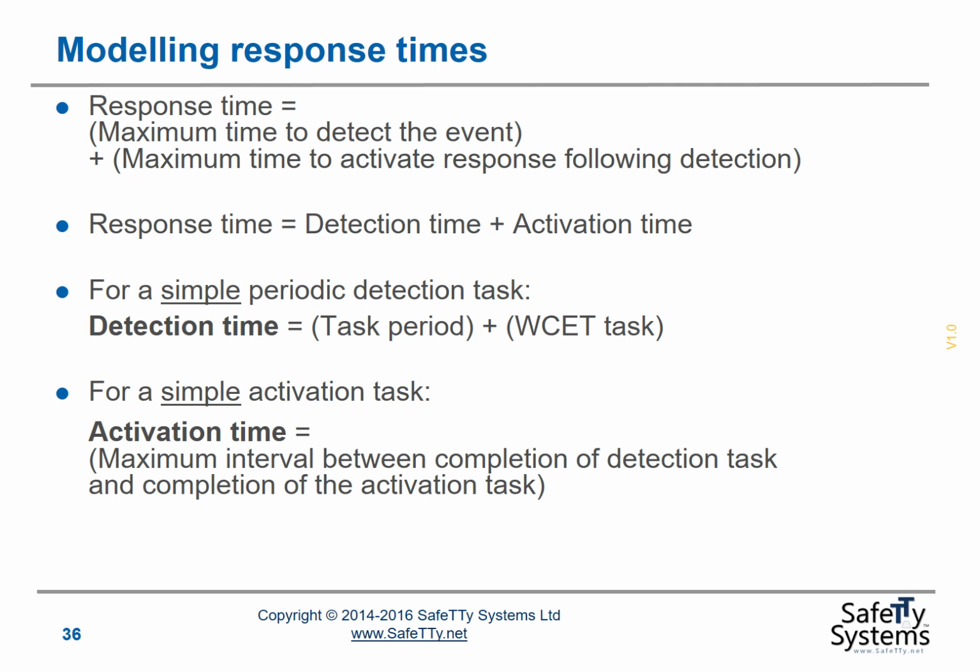For a simple activation task, the activation time is equal to the maximum interval between the completion of the detection task and the completion of the activation task. That seems fairly straightforward. So we've detected an event, and the activation time is given by the maximum interval between the completion of the detection task and the completion of the corresponding activation task. We can do most of the modeling that's required to check on these simple detection and activation tasks using a tick list.